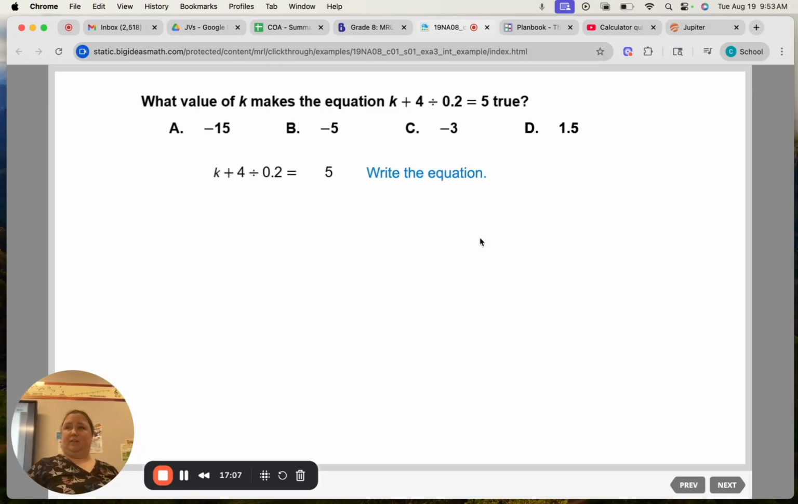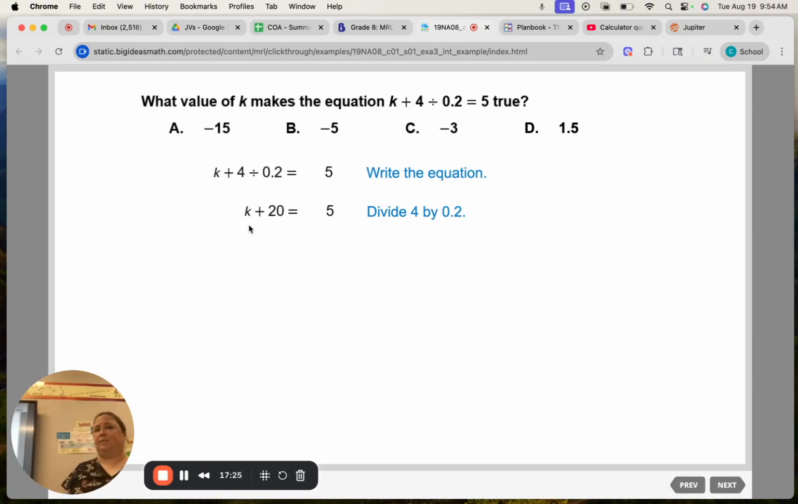So we're not going to play multiple guess. We're going to actually solve it. I know you already have the answer. All right, so if I have k plus 4 divided by 0.2, what's the first thing you should do here? Take a wild guess what you think you should do. 4 divided by 0.2. You would simplify over here on the left. I would do 4 divided by 0.2, which gives you 20.